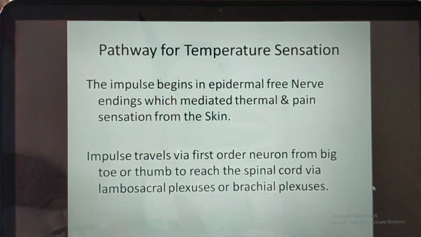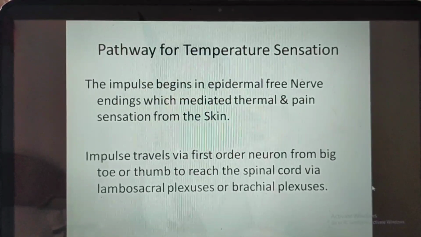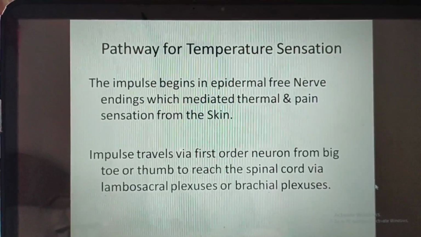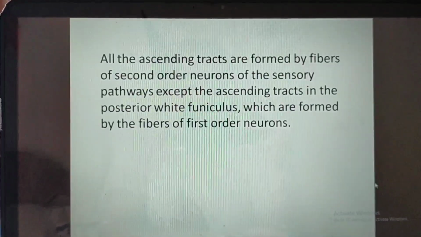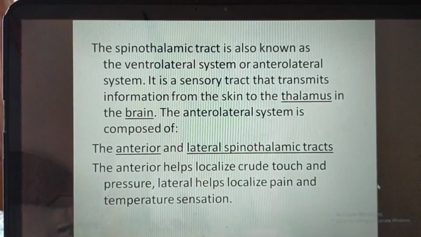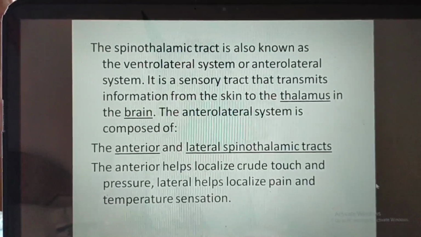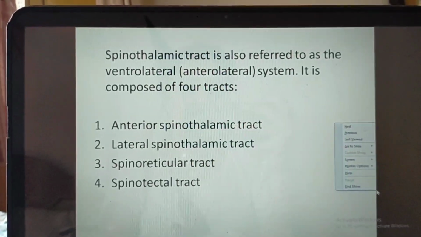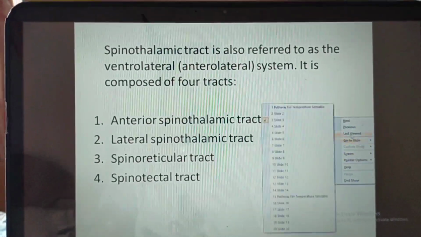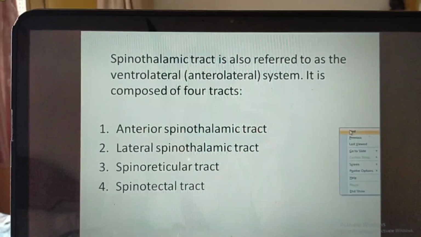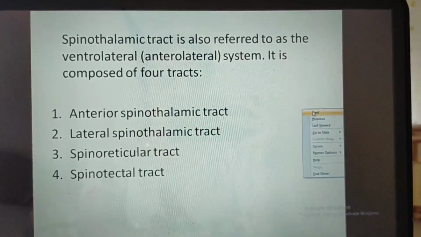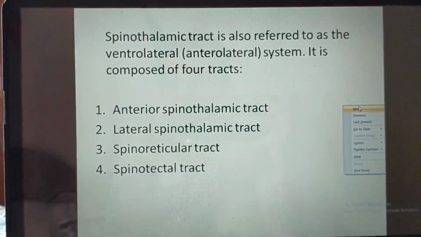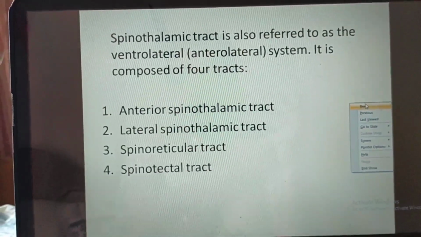So again, it is important, and you should start writing from this thing. I'll send you the PPT, but you should have the idea about the first, second, and third order neurons and spinothalamic tract. And the lateral part of the spinothalamic tract is responsible for the sensation of pain and temperature sensation.